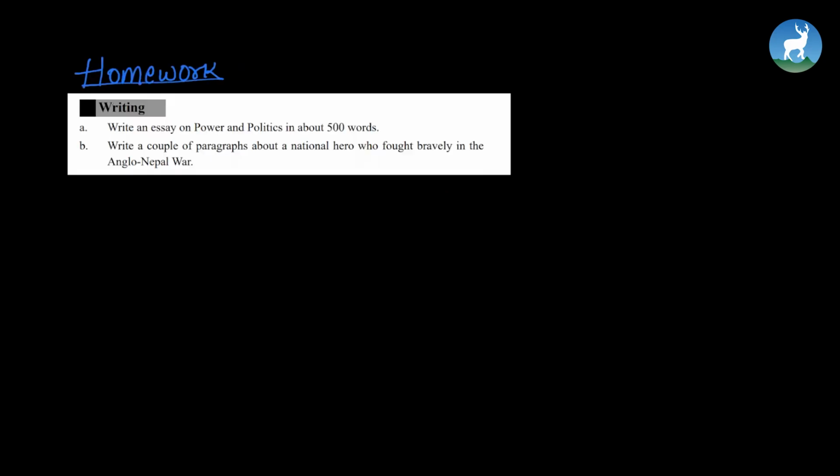Homework, writing. Write an essay on power and politics in about 500 words. Define these two terminologies, power and politics. Then you write about how they correlate with one another. What is the relationship between power and politics? How come the both of them go hand in hand?